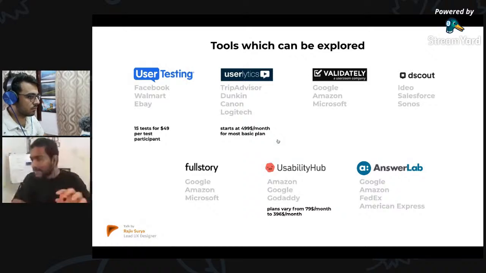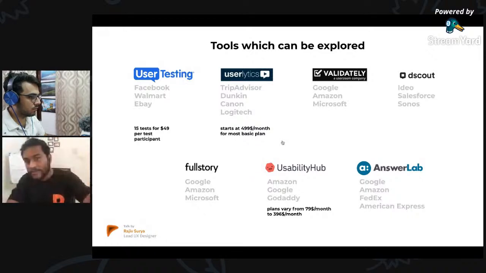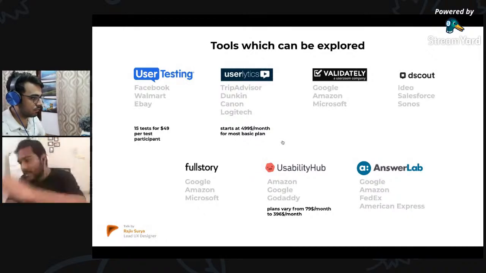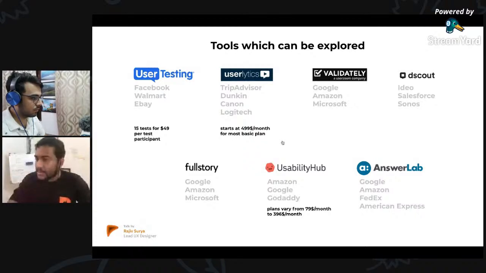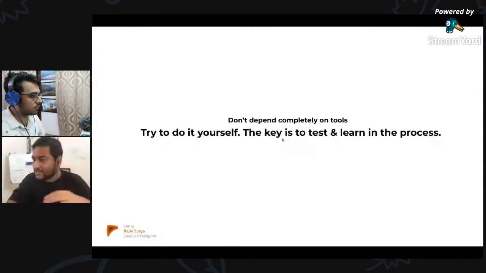There will be some hiccups here and there, like 2% to 3% will vary, but I think you are actually seeing the crux of it. You're seeing the macro level to the micro level also. All these solutions are there, user testing, all these links of different usability testing solutions which are out there are in the Notion link, which Karan has put in the description. You can have a look. So don't depend completely on these tools which are there online. Try to do it yourself. The key is to learn in the process.